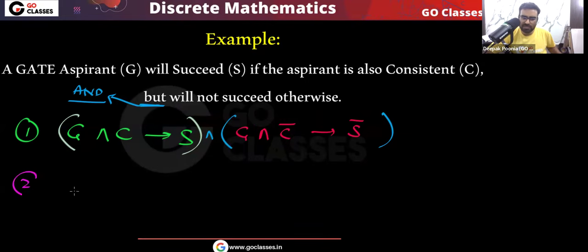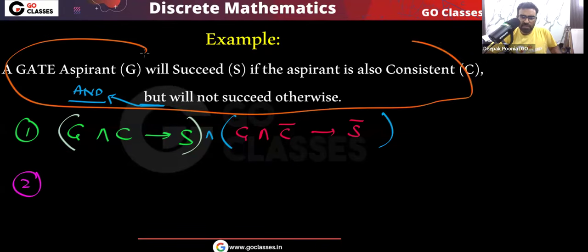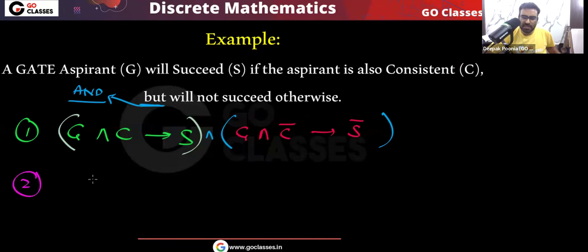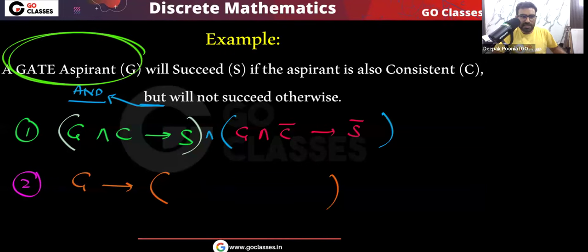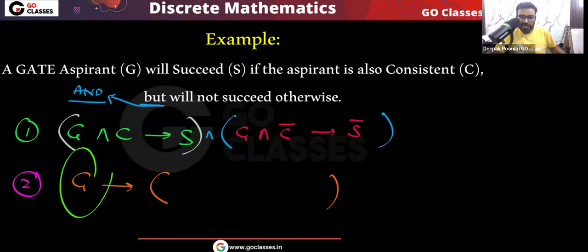This is how I can write the given statement. There is another way to write it. What is the other way? Notice one thing. I am only making a claim about the GATE aspirants. So I can say that if you are a GATE aspirant, then I am saying something to you. Like this, I can write. Do you agree with me? If you are a GATE aspirant, then I am making a claim about you.